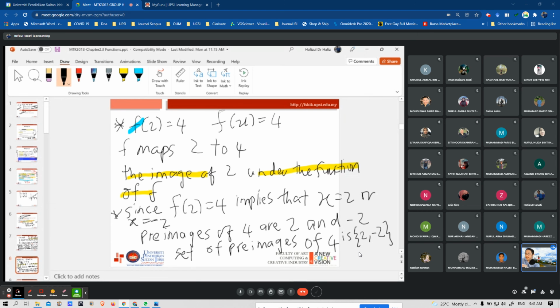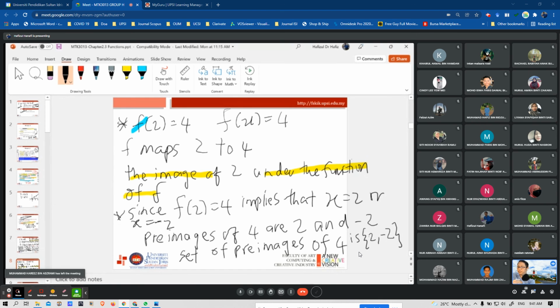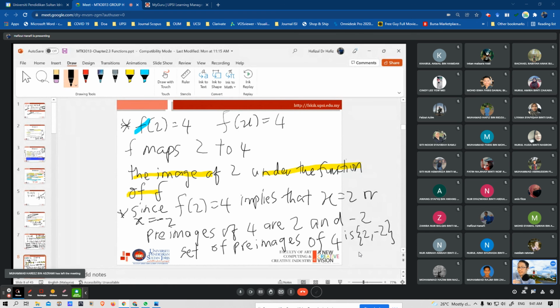Okay, and then since f(2) is equal to 4, this implies that x is equal to 2 or x is equal to negative 2. The pre-images of 4 are 2 and negative 2, and the set of pre-images of 4 is {2, -2}. This one is the range. Basically, when you talk about the range, you can map from domain A to domain B.